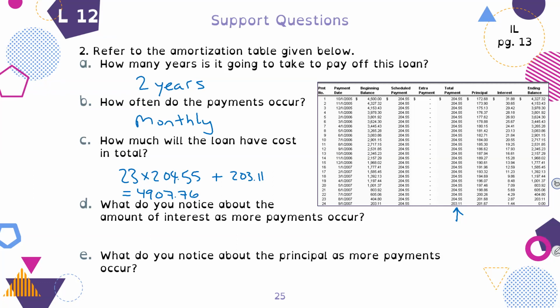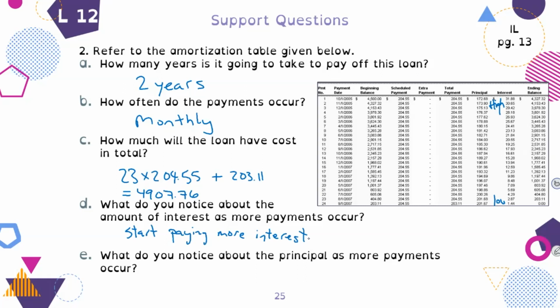What you notice about the amount of interest as more payments occur: you can see the interest starts high and goes low. So you start paying more interest. And this is how lenders get their money back and how they make a profit. This is why they lend you money, because they make a lot of money at the beginning.